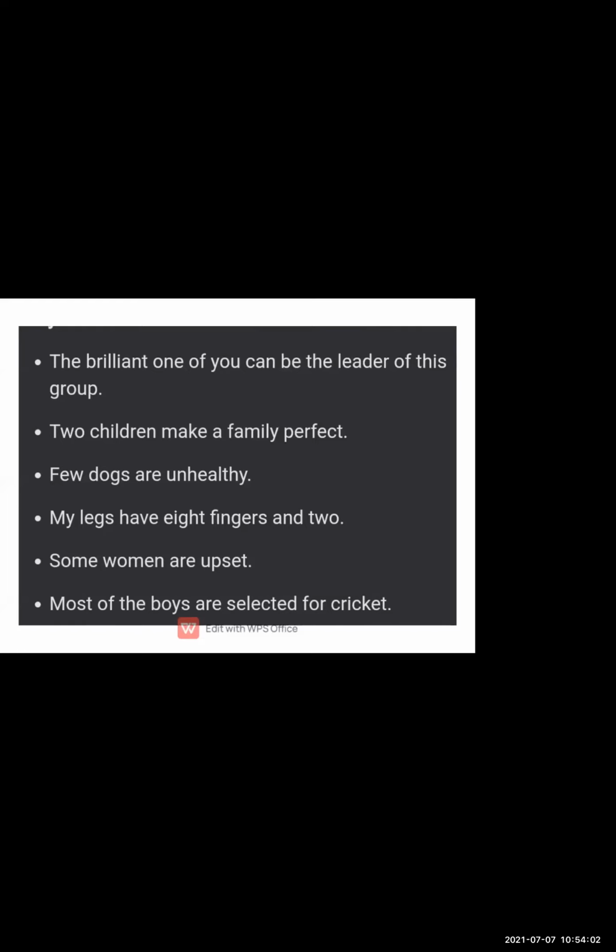Students, those who are responding in the chat: in "the brilliant one," that word "one" comes under the adjective of number. Now see the next sentence. Now in the next sentence: the two children make a family perfect.